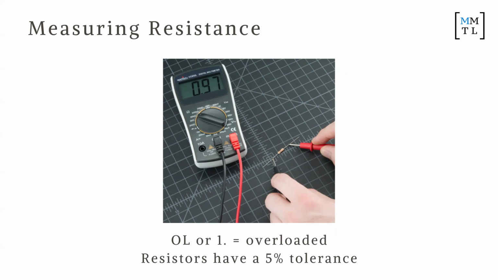Yeah, see? So 1 dot means it's too high for that range. And it's the same here, so this is for 200. So again, it's just more precision with the lower ones. But it can't measure high ones. Right? Okay. So measuring resistance.